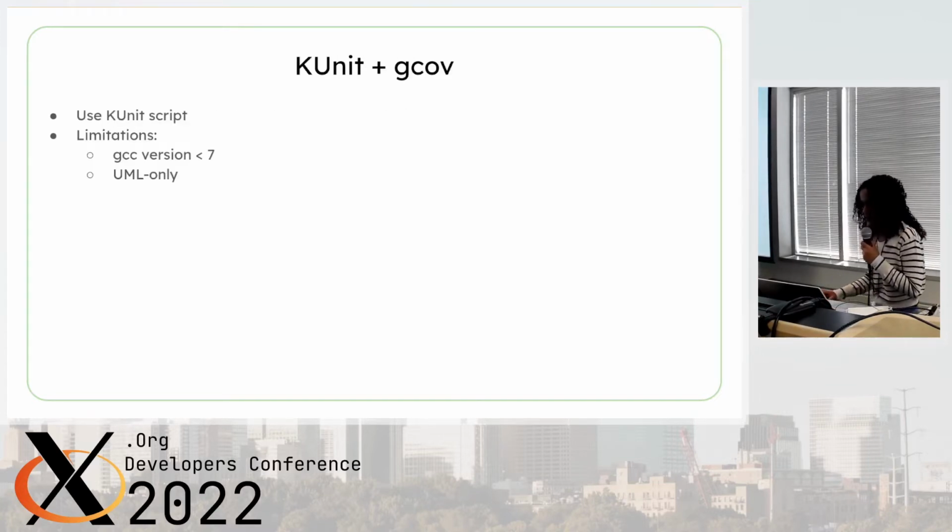So to generate the test coverage using KUnit, we have to use the KUnit script, the Python script that is under the Linux repository, but there are actually 2 limitations. We have to use a GCC version that is older than 7, and the only architecture that this script supports is UML, so what a bummer.